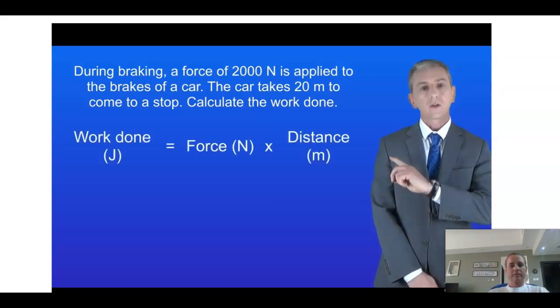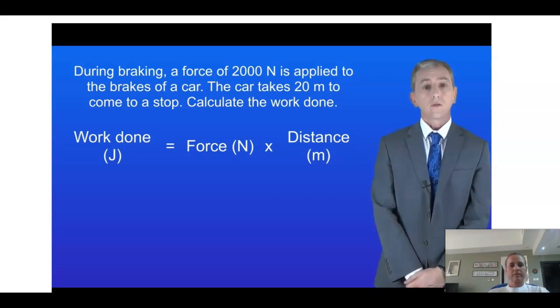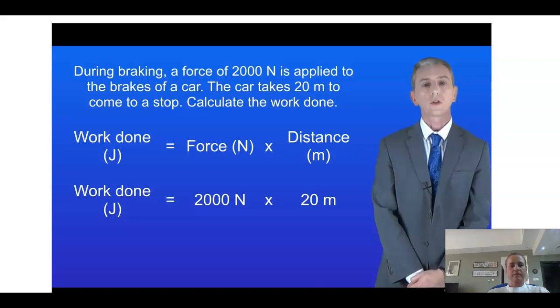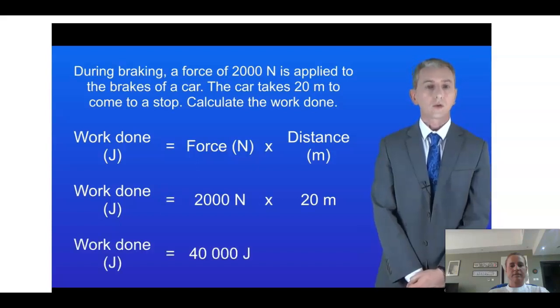Okay, here's the equation that you need. Work done equals the force multiplied by the distance. In this case, the force is 2,000 newtons and the distance is 20 meters. Multiplying 2,000 by 20 gives us a work done of 40,000 joules, and that's our final answer.